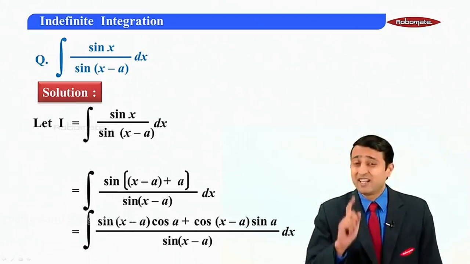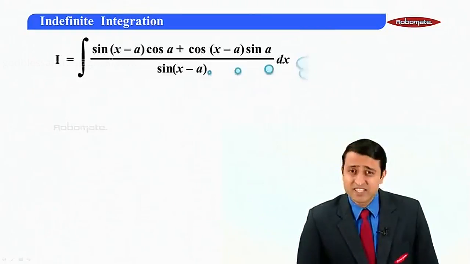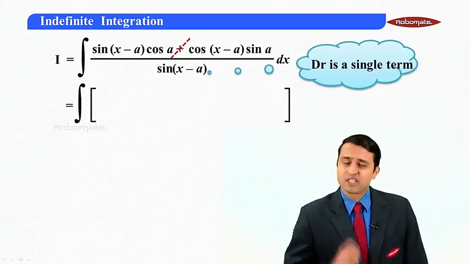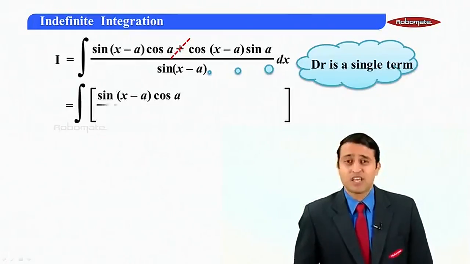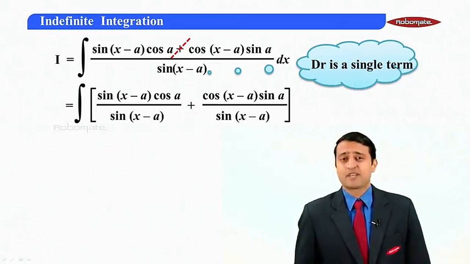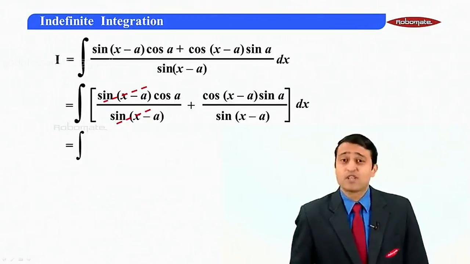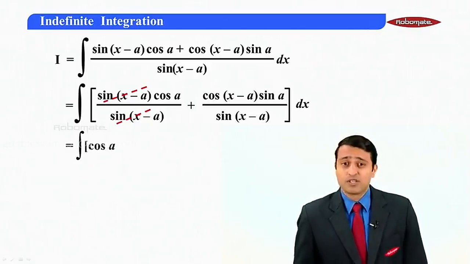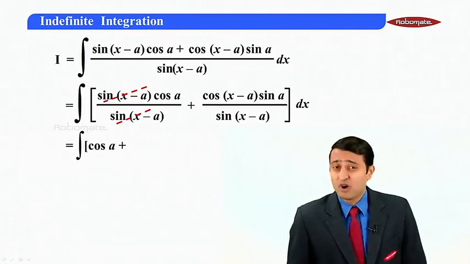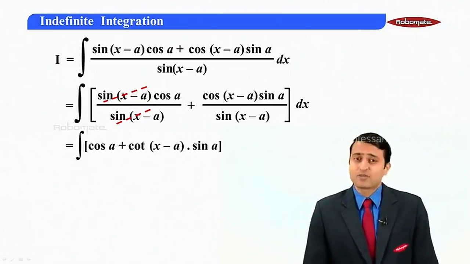Now my dear students, denominator is a single term. So the next step is also known to us. Because the denominator is a single term, can I say we will separate? So in the first integral or the first part, what I'll have is sine of x minus a cos a upon sine of x minus a plus cos of x minus a sine a upon sine of x minus a dx. Now sine of x minus a will get cancelled in the first integral. So what we'll have is integral of cos a. Now my dear students, in the second part we have cos of x minus a upon sine of x minus a. Cos of x minus a upon sine of x minus a is cot. So what we'll have is cot of x minus a into sine a dx.